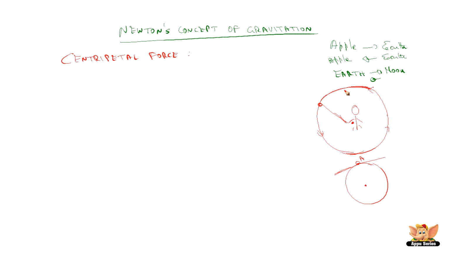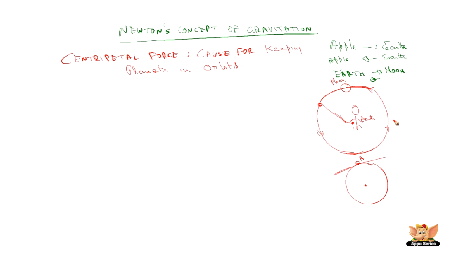Then he discovered that even the earth and moon are the same. If this is the moon and this is the earth, then the earth is exerting a centripetal force with which the moon is in its circular orbit. So the centripetal force is the main cause for keeping planets in orbits, whether it is the sun and its planets, or the earth and its satellites. The moon is one of the satellites of the earth.